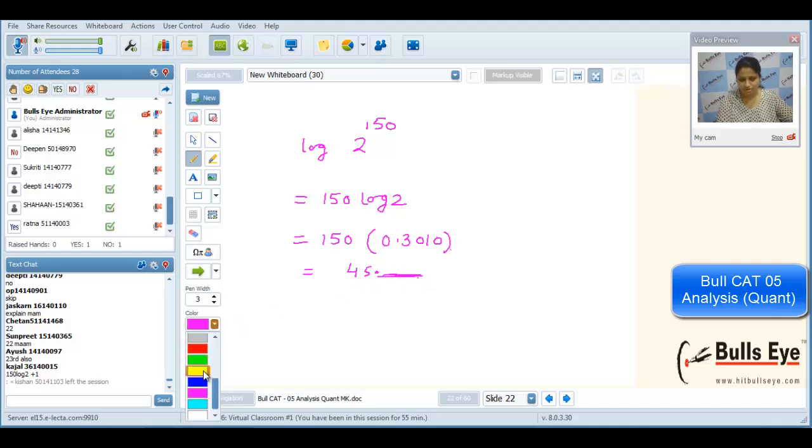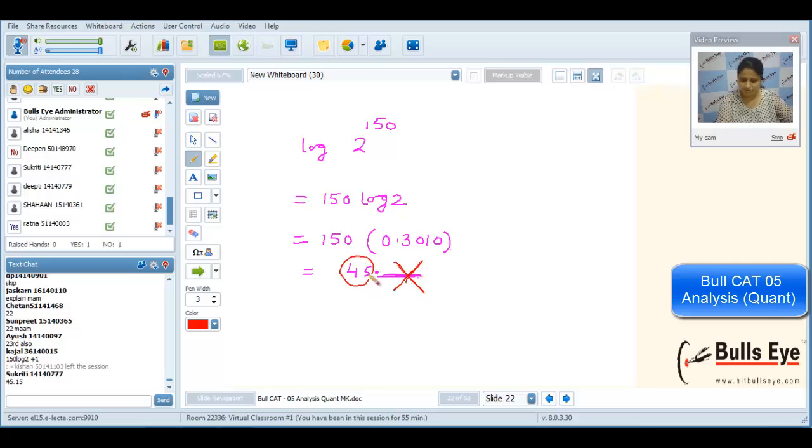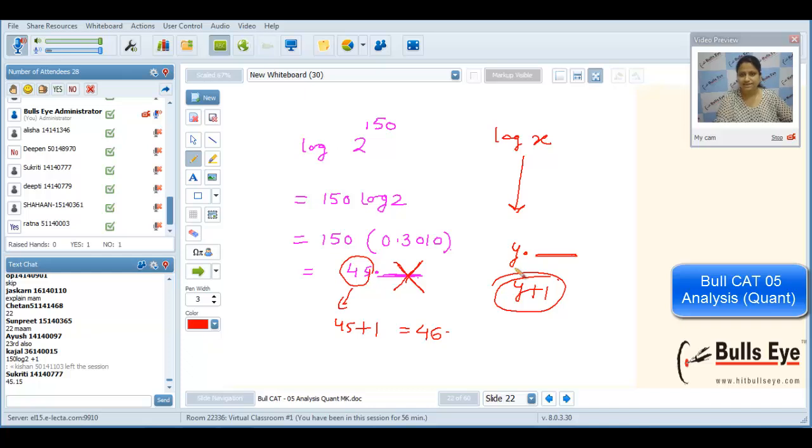Now leave the decimal place. Take the integral portion. This is 45 plus 1. 46 is the answer in this case. I mean to say, whenever you want to find the number of digits in any number, you take log of this. You solve it. Suppose you are getting y point something. So what is the answer? y plus 1. You take the integral portion, the complete integer, then you add 1 to this. So it will be y plus 1. Is it okay?